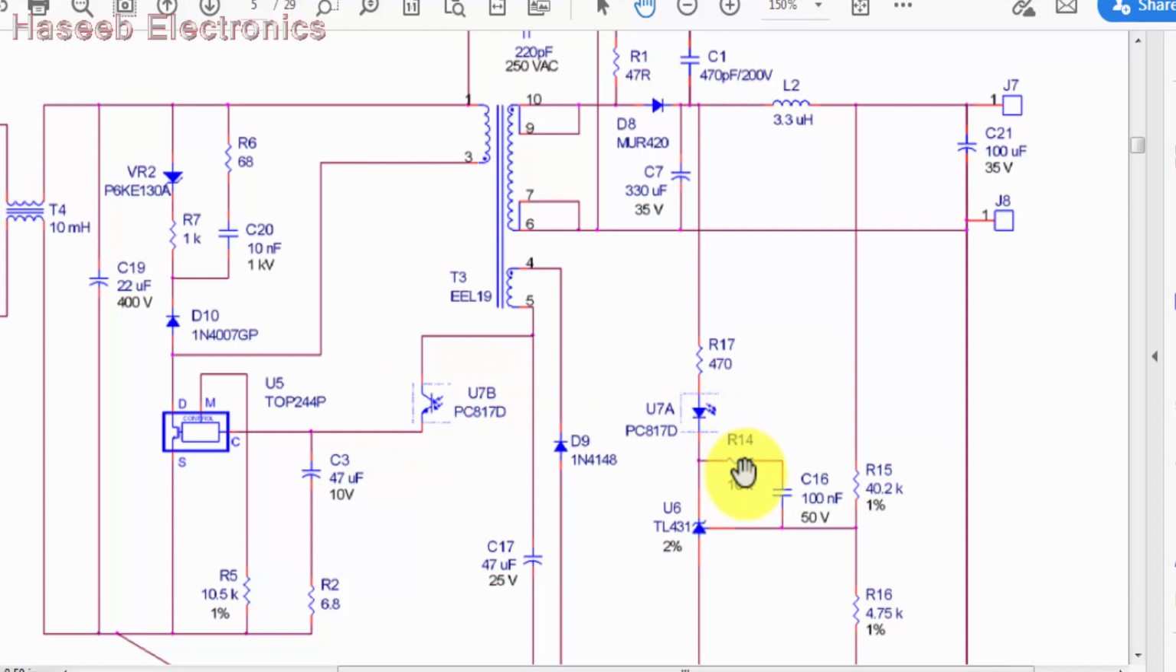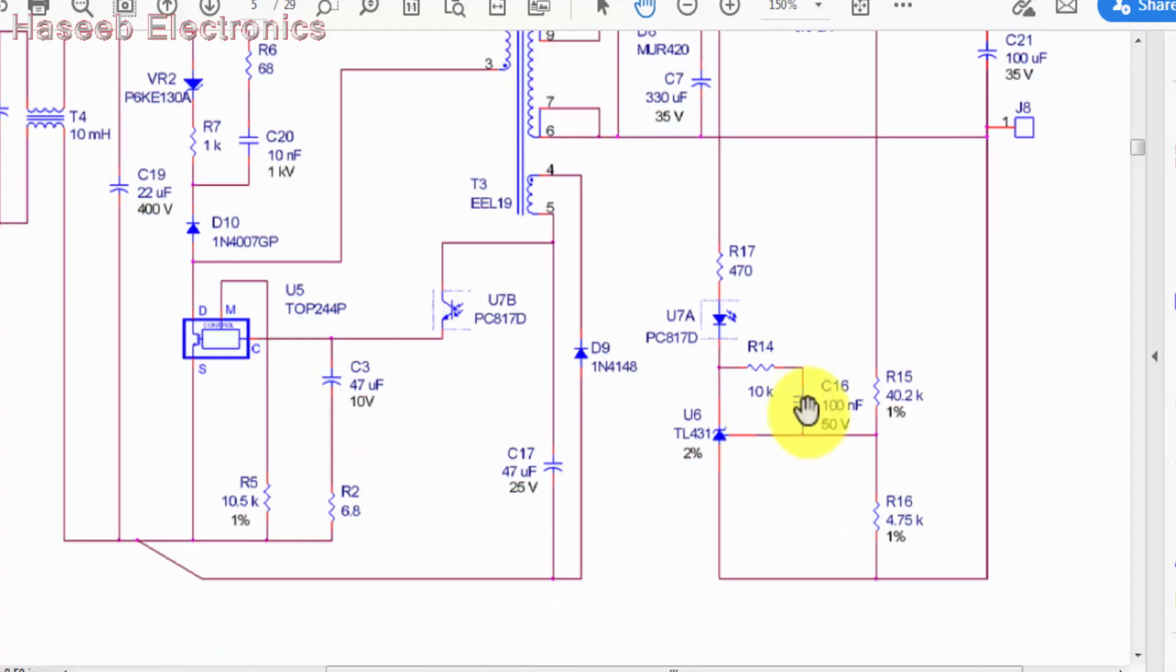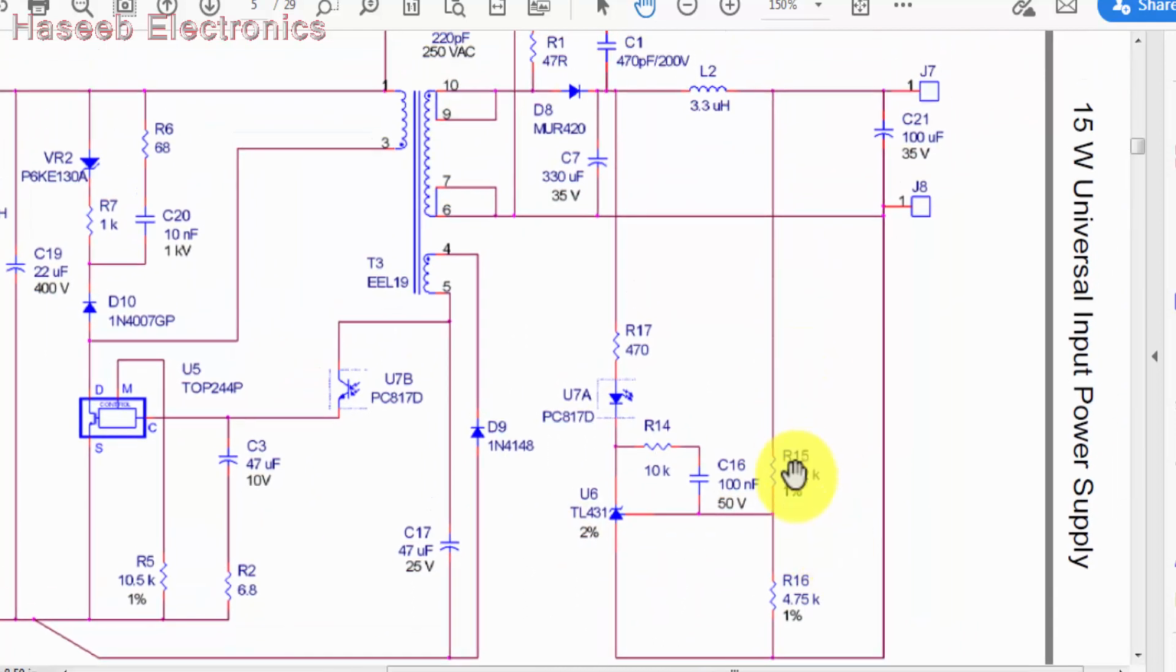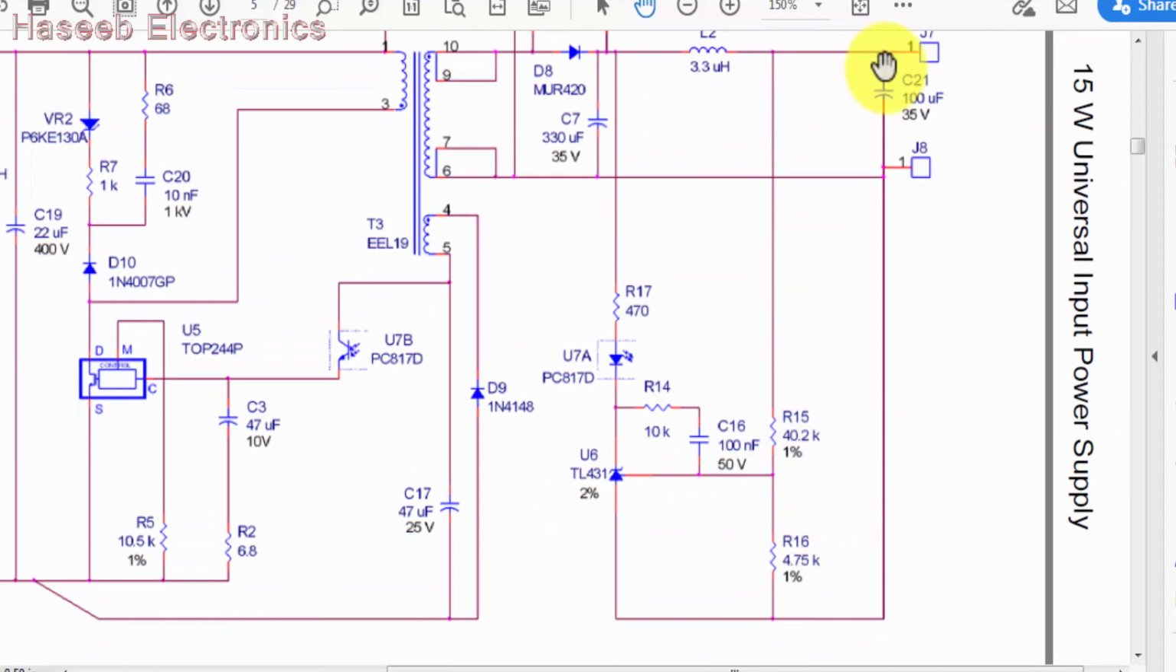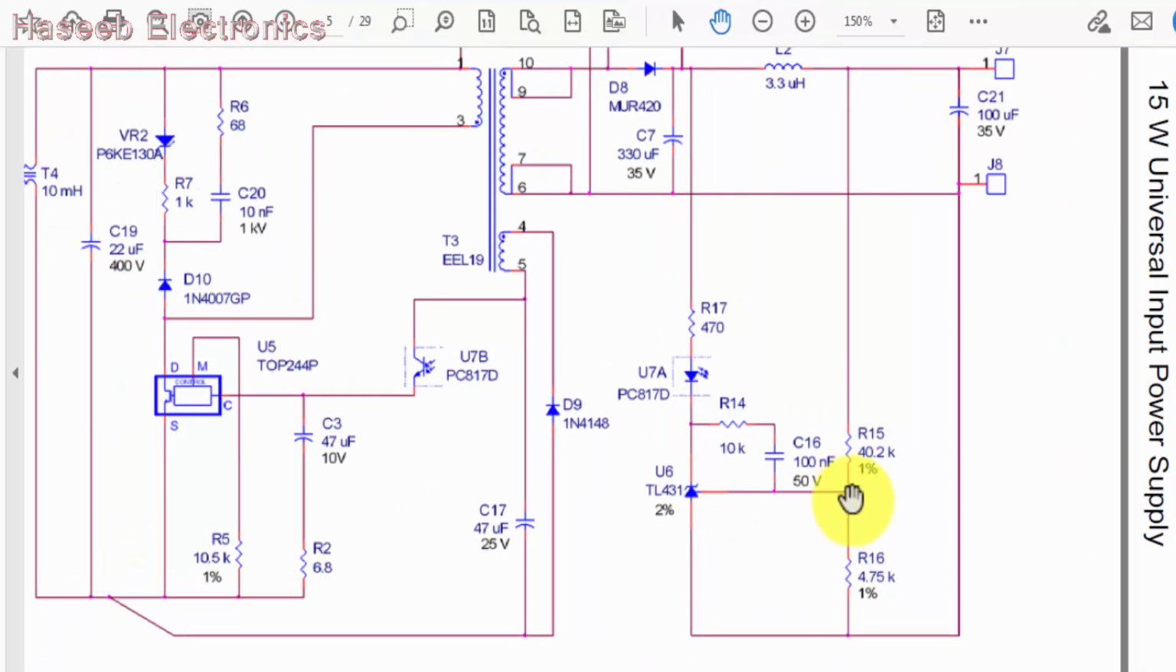Here we have R14 biasing resistor for TL431, and C16 capacitor to protect TL431 from false switching. Here we have voltage divider network. When the voltage is maintained at this capacitor, it will give a 2.5 volt reference to this TL431. It is a 40.2 k resistor and 4.7 k resistor. These two resistors will divide the voltage, and we will take 2.5 volt at the reference pin, and this will allow a cathode current to activate this LED.